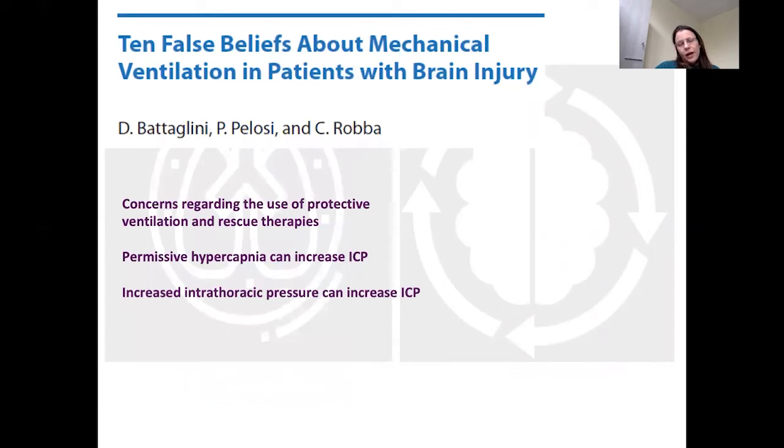What is the problem of applying this concept in brain injured patients? The problem is that brain injured patients have specific characteristics, and there are concerns regarding the use of protective ventilation and rescue strategies in these patients, because if we use low tidal volume, for example, this can cause hypercapnia, and this can increase intracranial pressure, and we don't want an increase of intracranial pressure in brain injured patients. On the other hand, the use of high PEEP or increased intrathoracic pressure, for example for recruitment maneuvers or prone position, can increase the intracranial pressure consequent to increased intrathoracic pressure. And this is, again, something that we don't want.